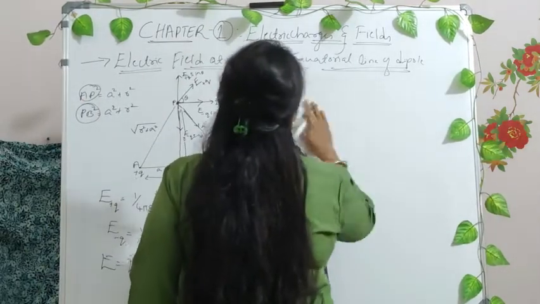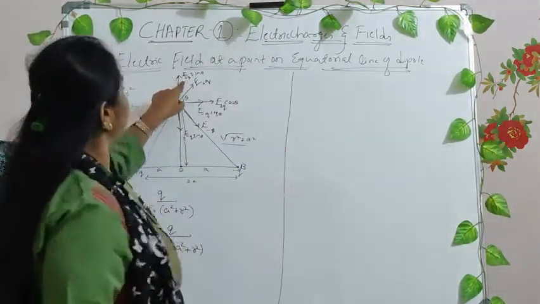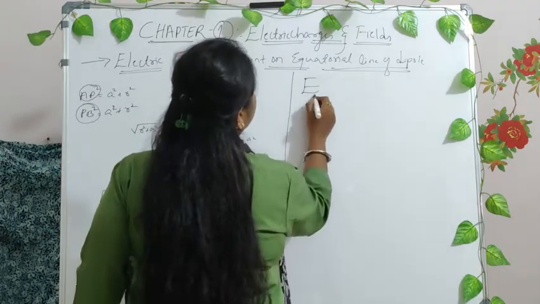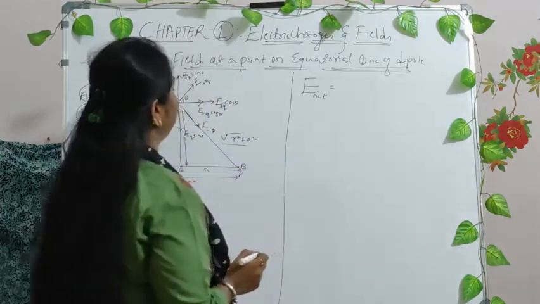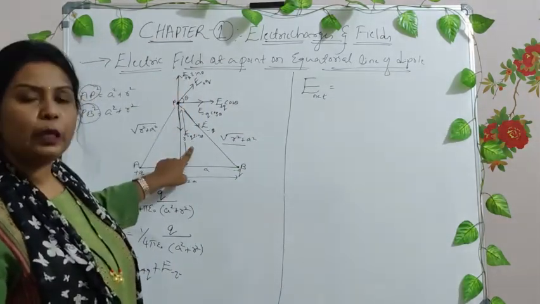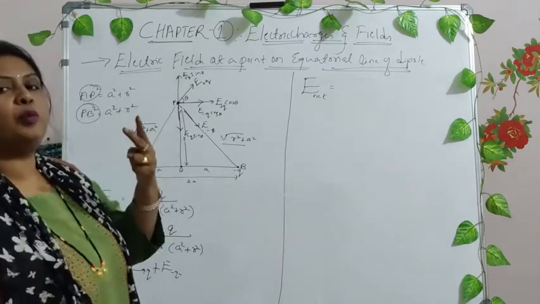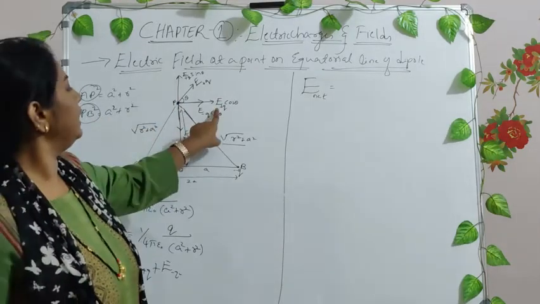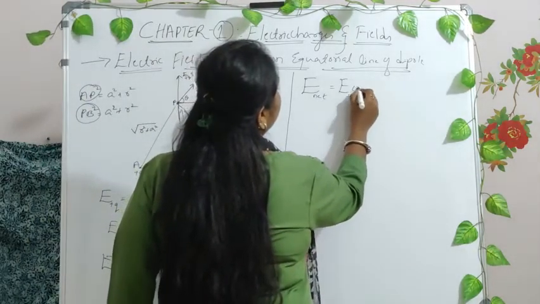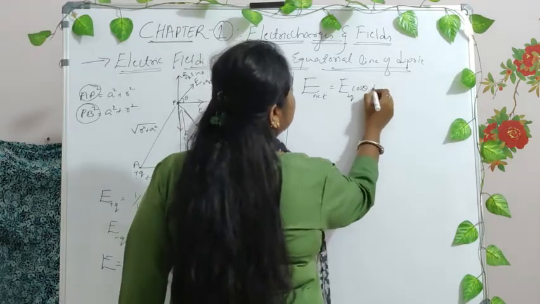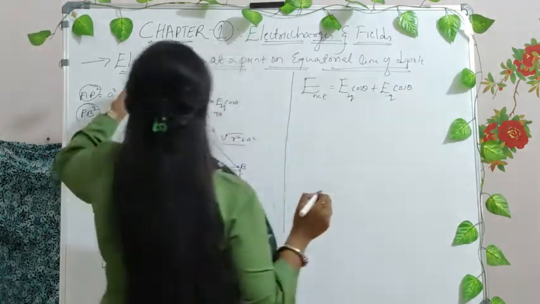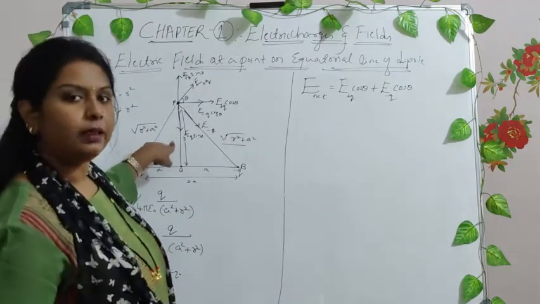The net electric field at this particular point: the sine components are already cancelled, because they were both equal and opposite in nature. The only component that is getting added is E cos theta. Now it is E because of positive Q cos theta plus E because of negative Q cos theta. Sin theta has got cancelled out earlier.